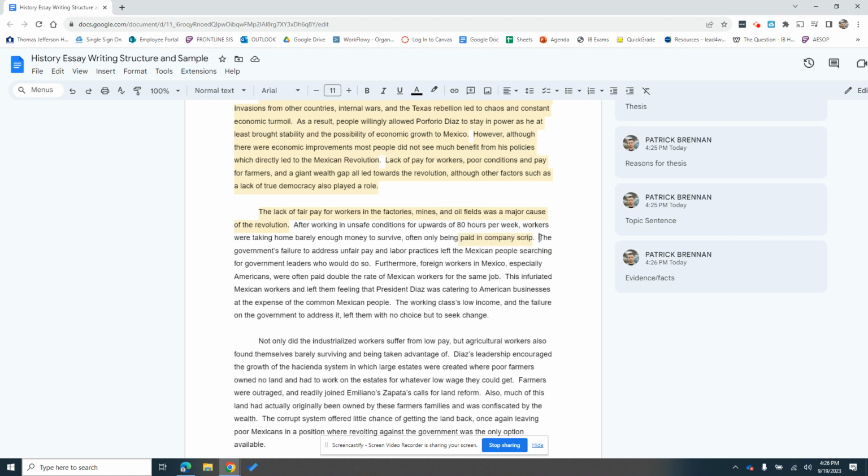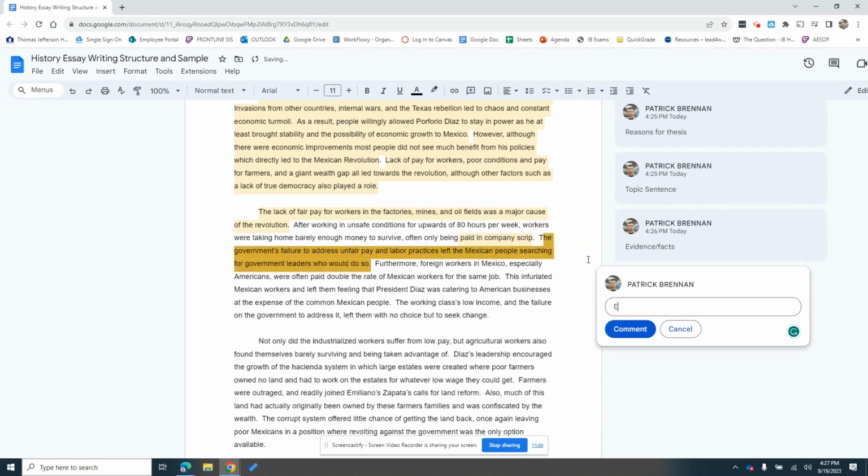We want to directly follow that up with a sentence connecting that to the idea of how does that lead to the revolution? The government's failure to address unfair pay and labor practices left the Mexican people searching for government leaders who would do so. So, how does this lead to the revolution? The government's not addressing the fair pay, so people are going to look for somebody else who will do it. So, we have our explanation of evidence.